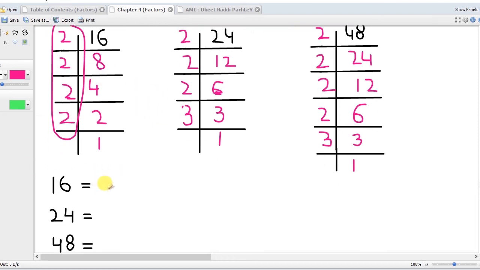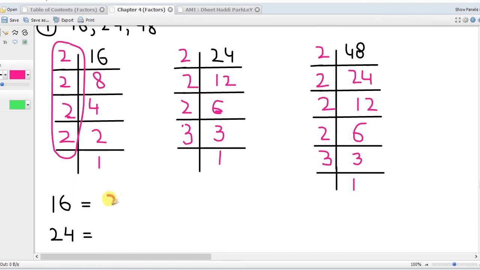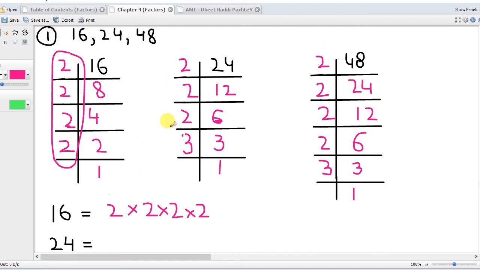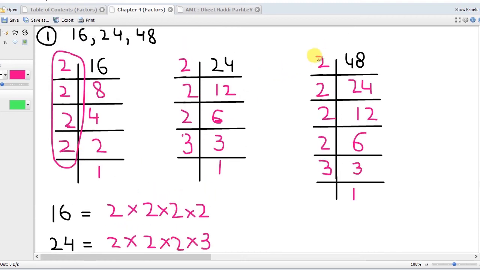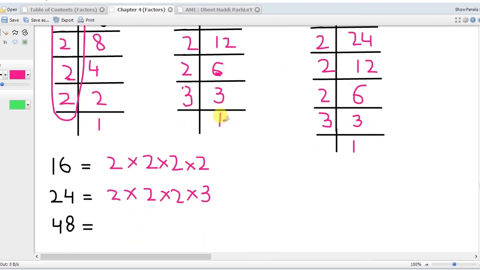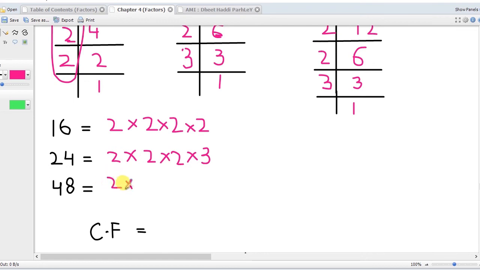Now just list them in the form of a row. So factors for 16 are 2 times 2 times 2 times 2. Now the factors for 24 are 3 twos, and there is one 3. And for 48, how many twos are there? 1, 2, 3, 4. And we have one 3.